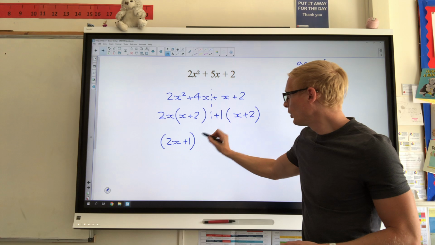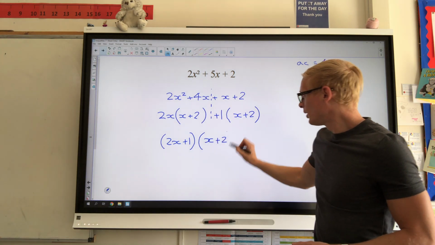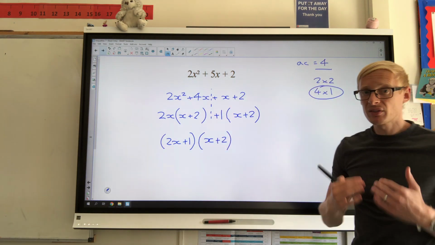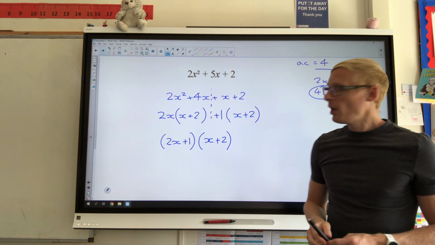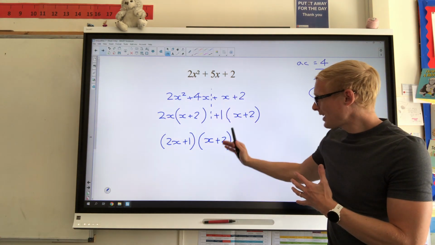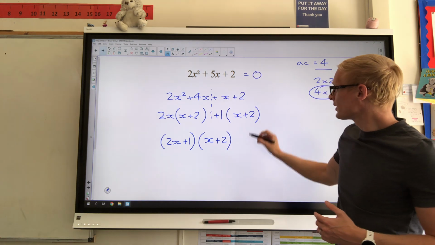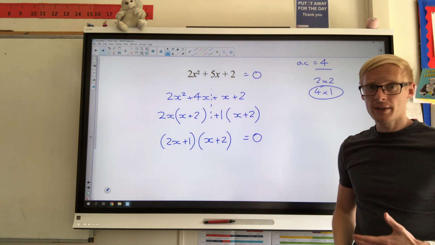And then I take this common bracket and write it as x plus 2. Okay, and that's factorised, all right? So that's factorised down to there. Now, similar to the last lesson, we also need to look at solving this.